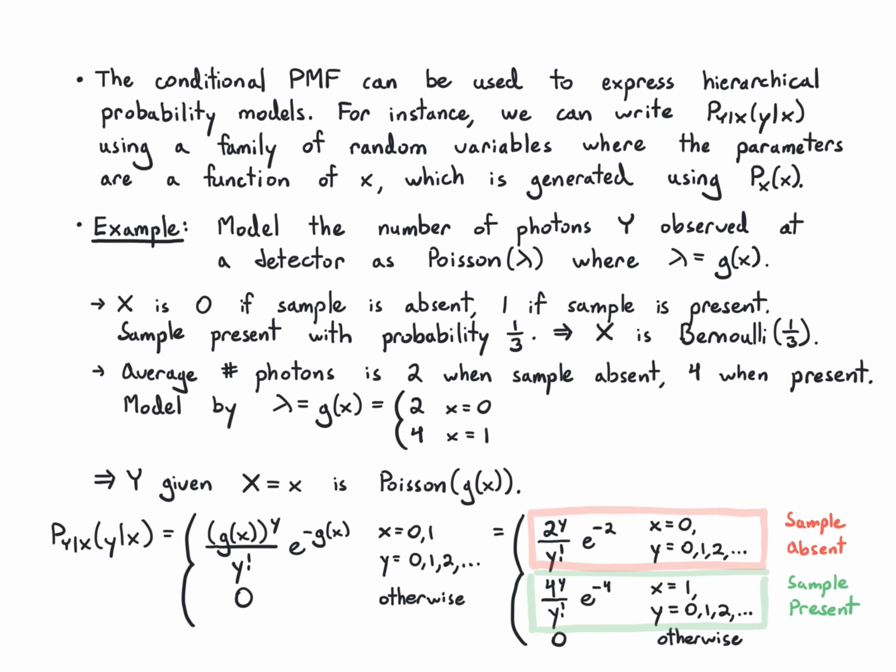So this is just a concise way of representing this probability model that has the same family, but the parameters of the family depend on the conditions that we see. So if the sample is absent, we don't see as many photons. If the sample is present, we see more photons. And with this technique, you can start to model pretty complicated engineering scenarios by just putting these simple model families together.